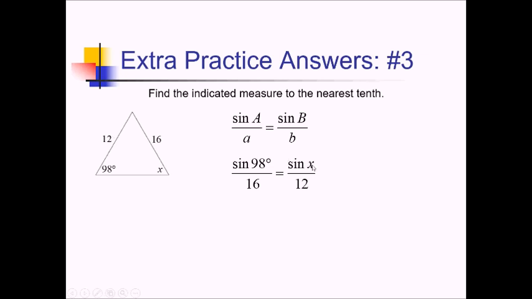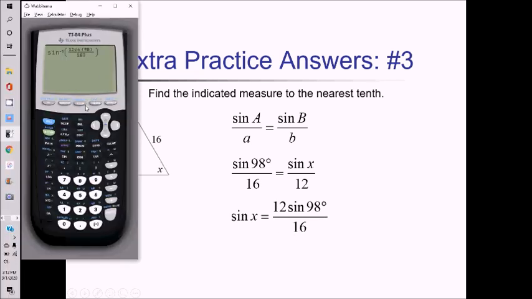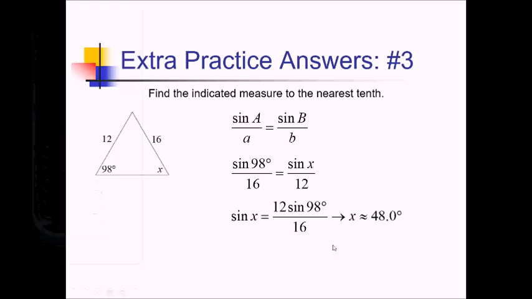Let's isolate sine of x as a first step to solving this. So just multiply by 12. So we have 12 sine of 98 over 16 equaling sine of x. And now to actually get x, we have to get rid of sine by taking sine inverse of everything. So let me do that on the calculator. So here I am on the calculator. I did second sine to get sine inverse, and alpha y equals to get my fancy fraction. Then I've got 12 sine of 98 over 16 in there. Pressing enter on all of that, that comes out to 47.96. So that's actually going to be 48.0 if I round to the nearest tenth. And that's an angle, so that's degrees.